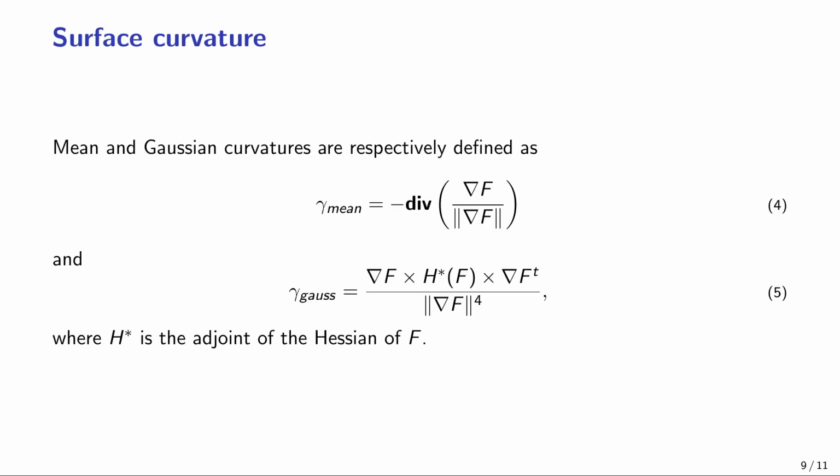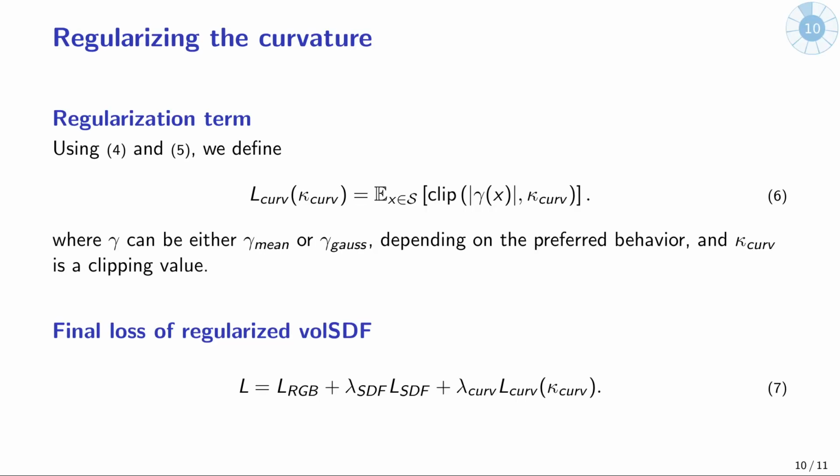For example, we can use the mean or the Gaussian curvature defined here. Using the curvature, we define a regularization on the strength of the curvature. Once again, we added clipping to avoid penalizing strong curvature. Note how the regularization term is similar to the one proposed in the volumetric case shown previously.